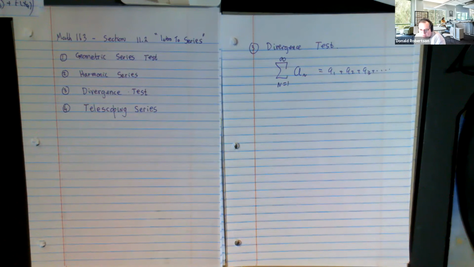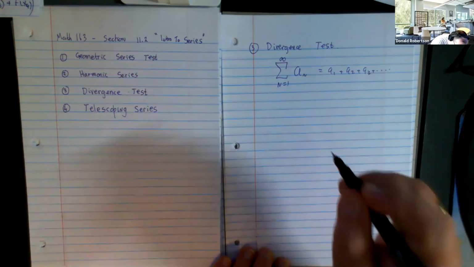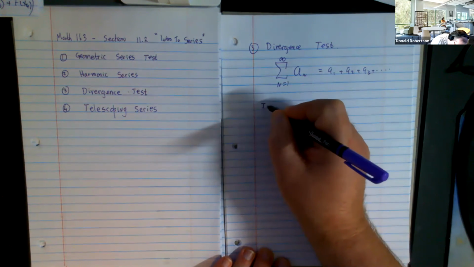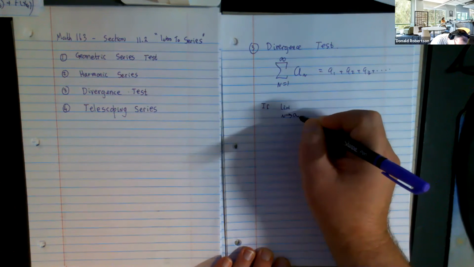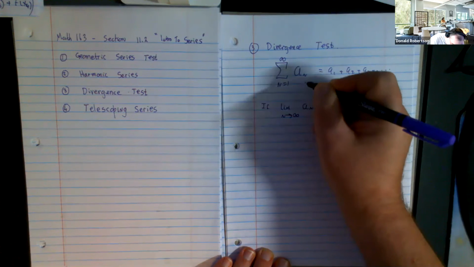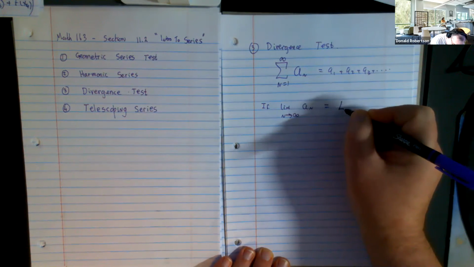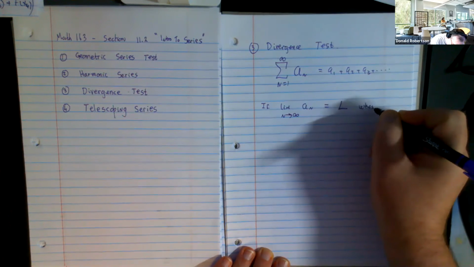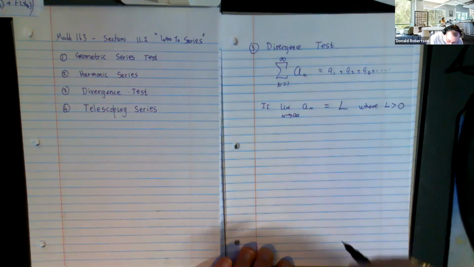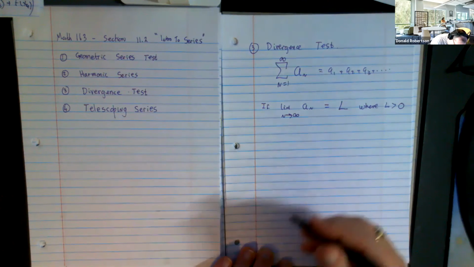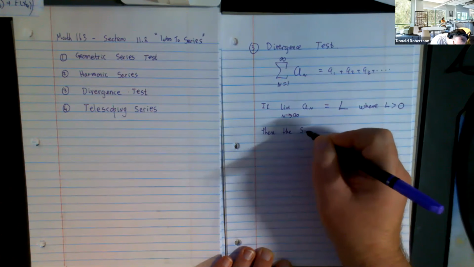Suppose I had a series that looked like this. The divergence test says the following. If the limit as n tends to infinity of the individual terms an equals L, where L is greater than 0, so any number that's not 0, then the series diverges.